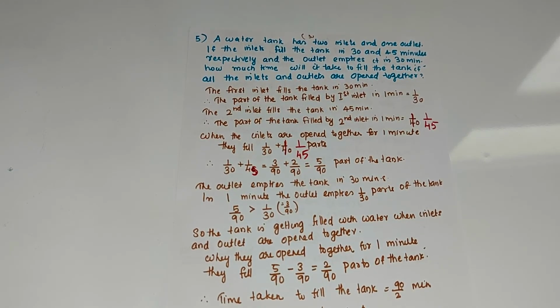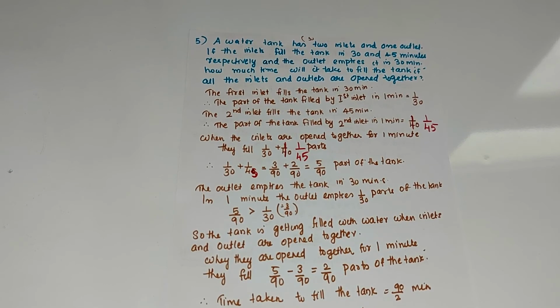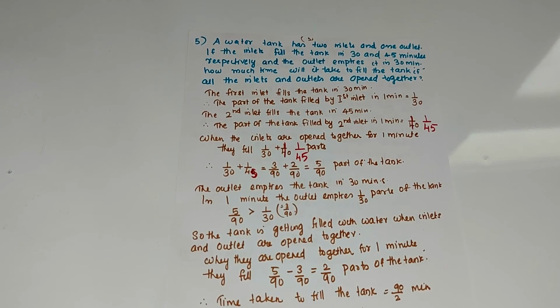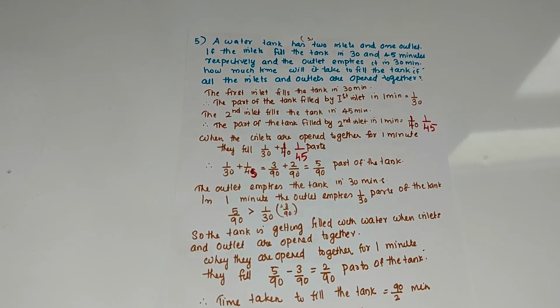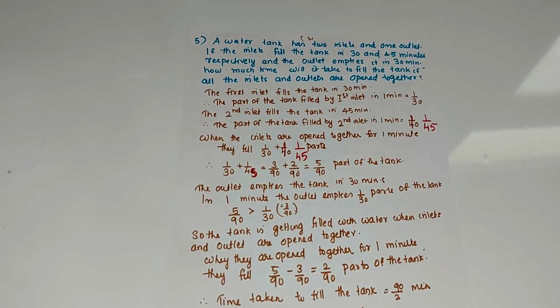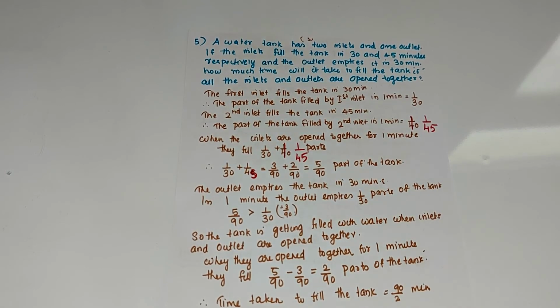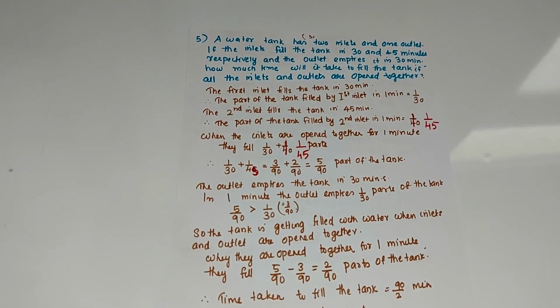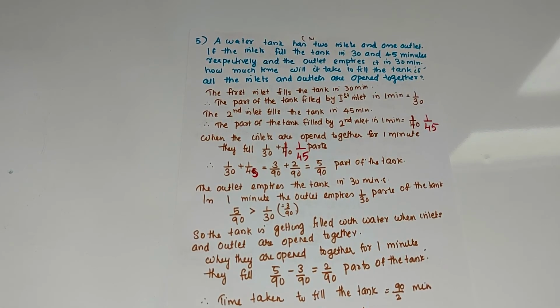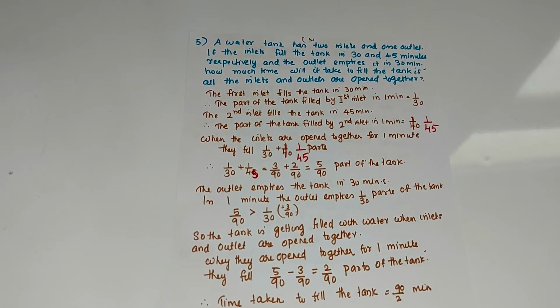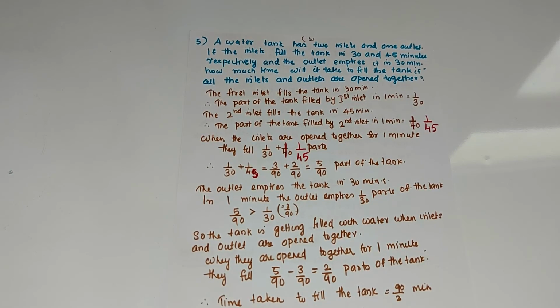So here I made a mistake. The second inlet fills the tank in 45 minutes, not 40 minutes, but I wrote 40 here. So I corrected that. The second inlet fills the tank in 45 minutes, it is given. So the part of the tank filled by the second inlet in 1 minute is equal to 1 by 45, not 1 by 40. When the inlets are opened together for 1 minute, they fill 1 by 30 plus 1 by 45 parts, not 40.